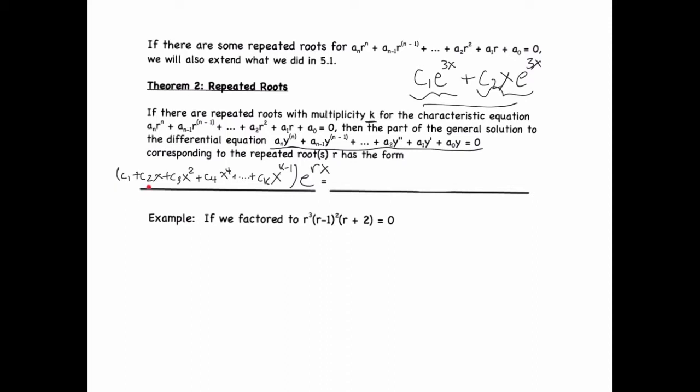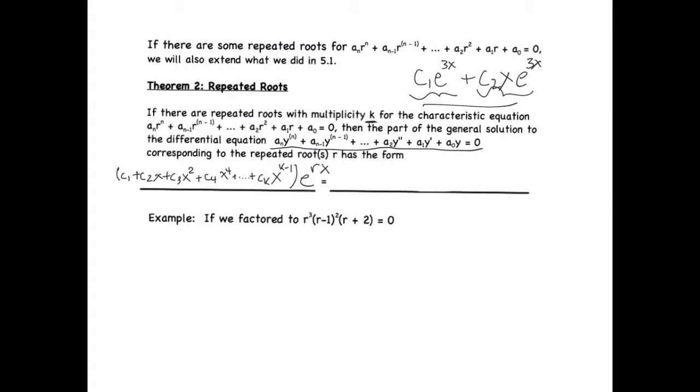So we'll start by adding x, and if it was only multiplicity 2, we'd be done. But if you have a higher level of multiplicity, again, we're talking about multiplicity k, then you would just keep adding a higher power of x. And by adding a different power of x, that'll ensure that those pieces of that solution stay linearly independent.